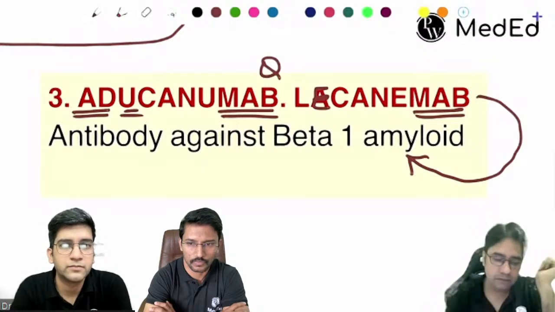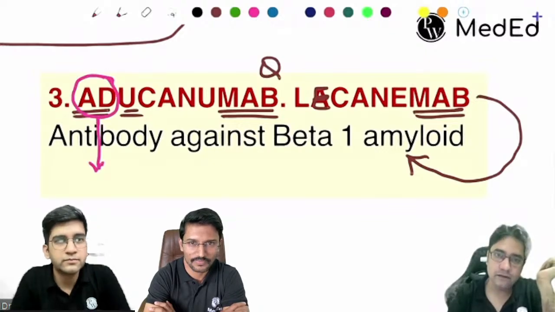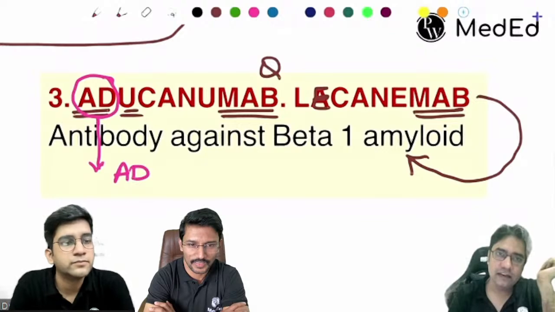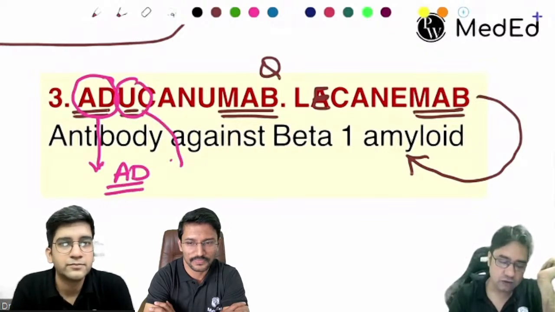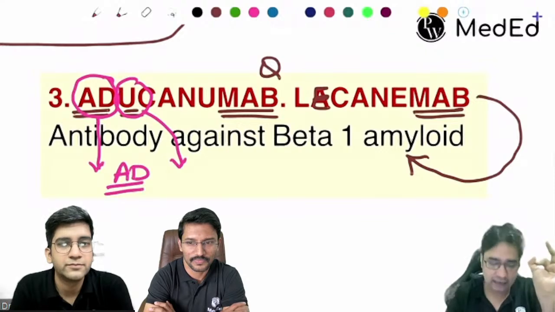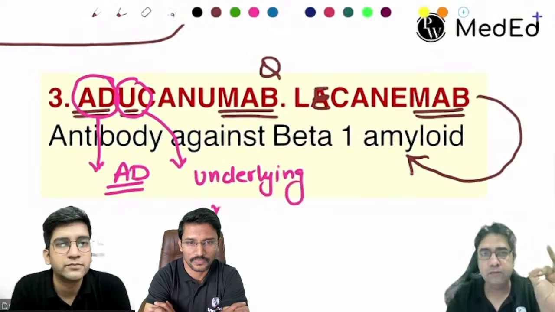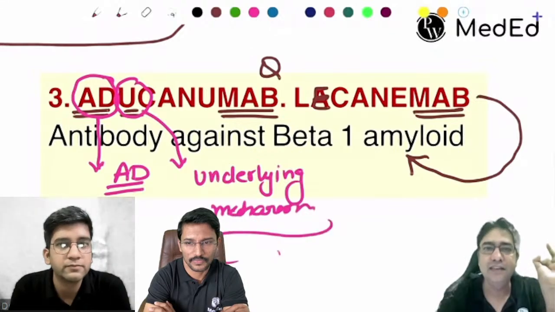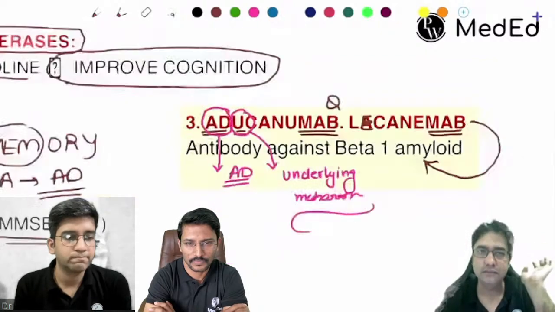Now, how can we remember the name of Aducanumab? You can see the AD is coming. AD stands for Alzheimer's disease. And you can see the U is coming. So it's a monoclonal antibody which is targeting beta amyloid protein. So can we say beta amyloid protein is the main underlying mechanism which causes Alzheimer's disease? Hence Aducanumab and lecanemab. Remember the name Aducanumab, AD for Alzheimer's disease.